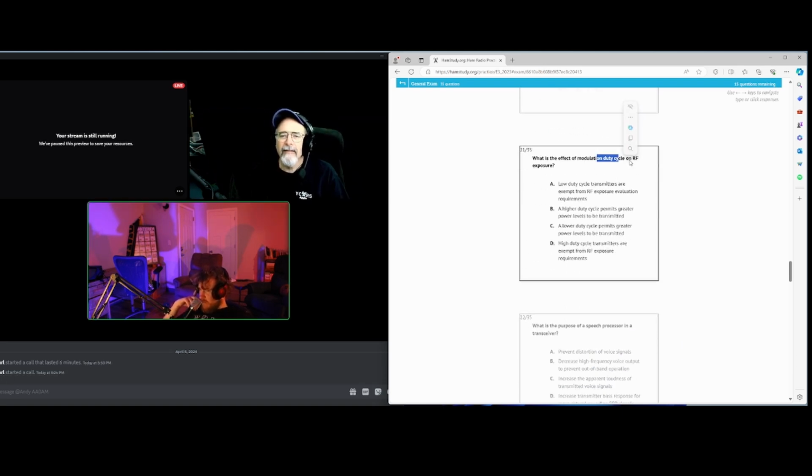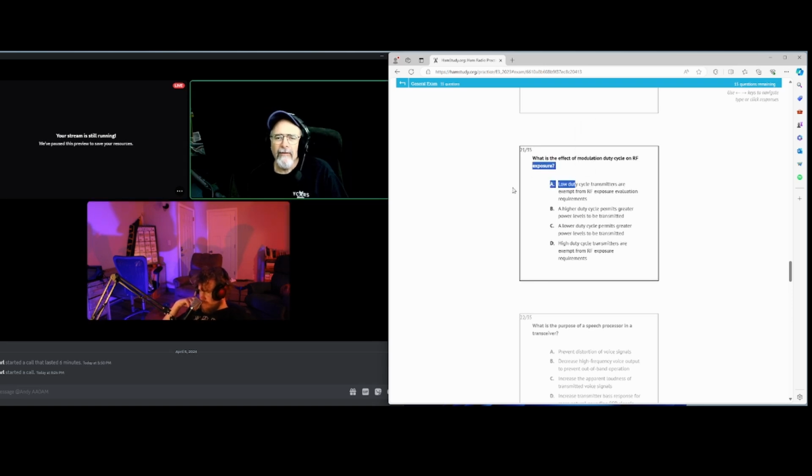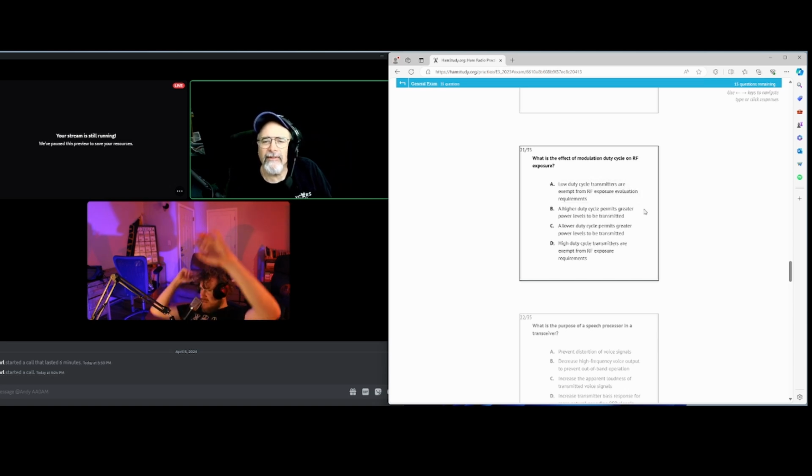What is the effect of modulation duty cycle on RF exposure? Low duty cycle transmitters are exempt from RF exposure evaluation requirements. Higher duty cycle permits greater power levels to be transmitted. A lower duty cycle permits greater power levels to be transmitted. High duty cycle transmitters are exempt from RF exposure limits.